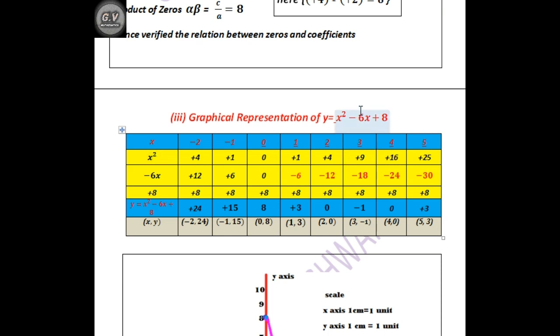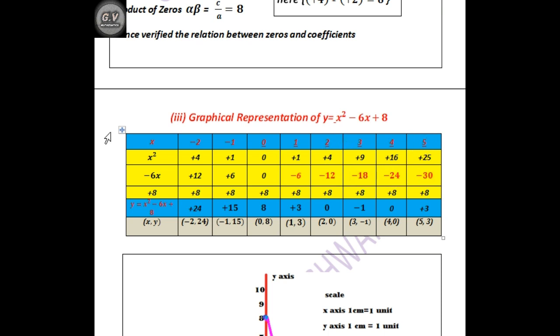Next we need to find the values of minus 6x. What about the symbol? Minus. A term which contains a negative sign means we need to change the sign of the x values. Here minus becomes plus, minus becomes plus, and plus becomes minus, plus becomes minus, plus becomes minus, plus becomes minus.